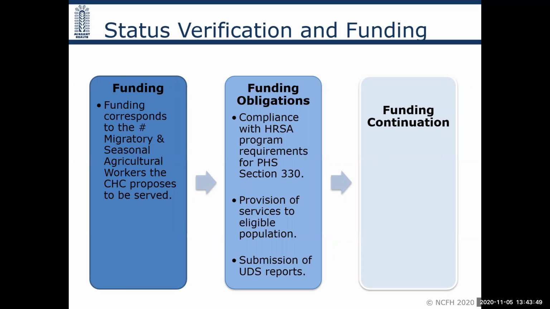So when health centers apply for funding, they'll list in their application the number of farm workers they're planning to serve. So if they receive the grant funding, that comes with obligations. So they have to comply with HRSA program requirements for PHS Section 330. Of course, they have to provide the services that they say they're going to provide for this population, and then submit those UDS reports. And then of course, if they're able to do that, there's a great likelihood that they will be able to continue their funding.